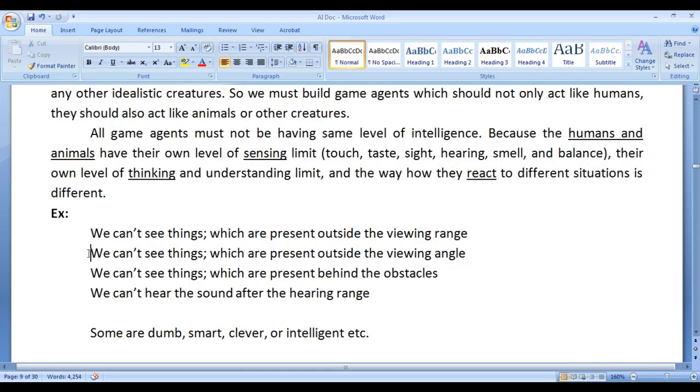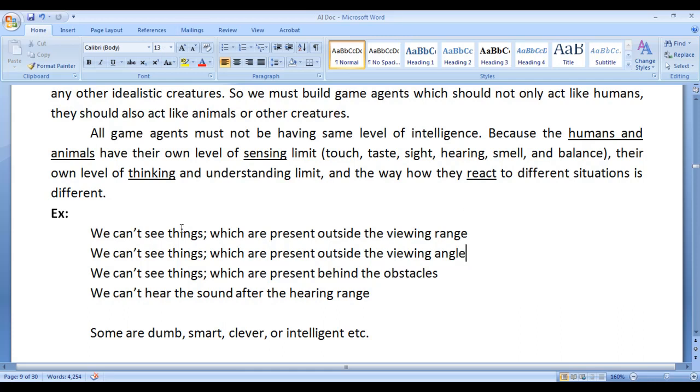Next, we can't see things which are present outside the viewing angle. We humans can see objects which are present in a viewing angle of 0 to 120 or 180 degrees. We can't see objects which are present exactly behind us. Whereas some animals or some birds can see objects which are present in a viewing angle of 360 degrees. They can see objects which are present behind them also. So the viewing angle also differs from humans to animals.